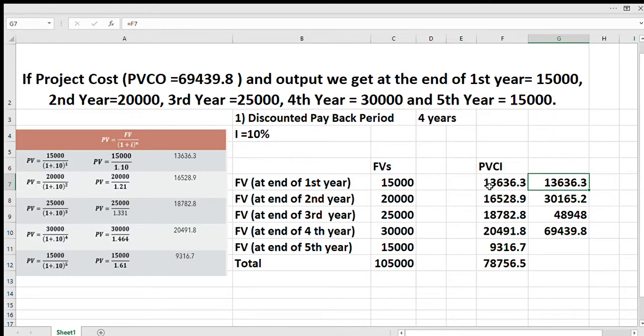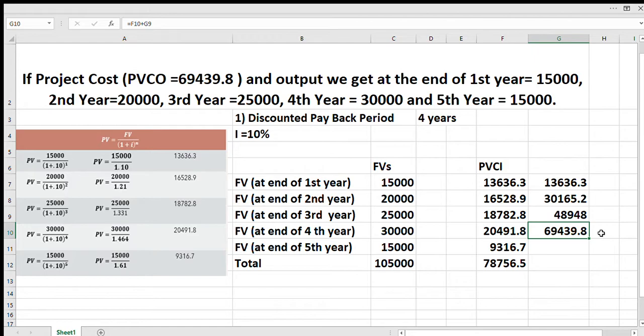Okay, how do we sum? For example, this value is equal to this one. This is the summation of the first year and second year discounted values, 30,000, and this value is the summation of all 3 years, and this value is the summation of all 4 years. We found that 69,439.8, this is our original investment that we are getting back in 4 years.